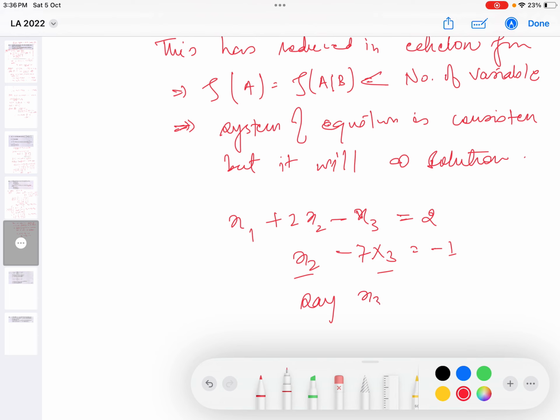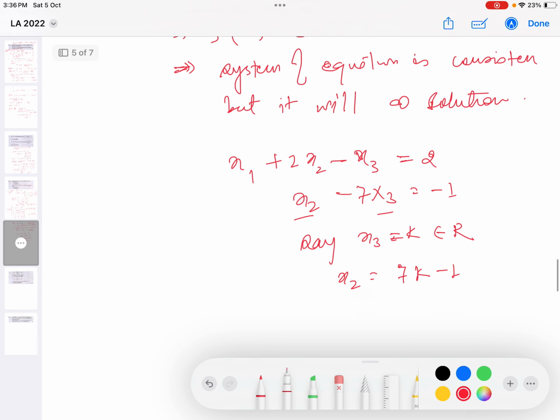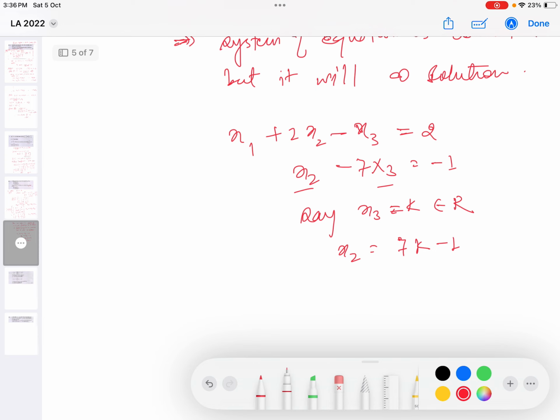So say x3 is k where k belongs to some real, then x2 will become 7k minus 1. Then again we can put it there, sorry, x1 plus 14k minus 2 minus k is equal to 2. I think we're right. तो x1 will become यहाँ से 4 है, 4 minus 13k.